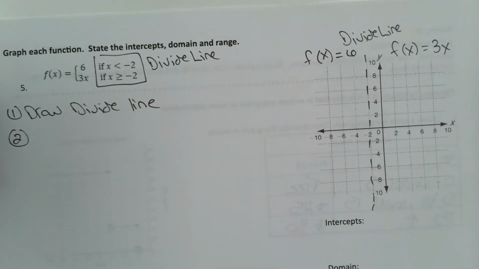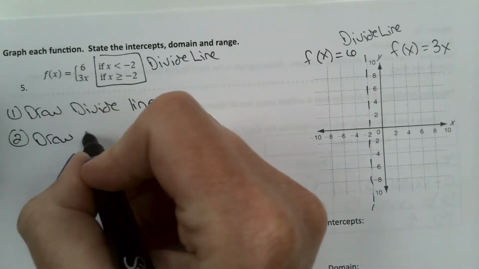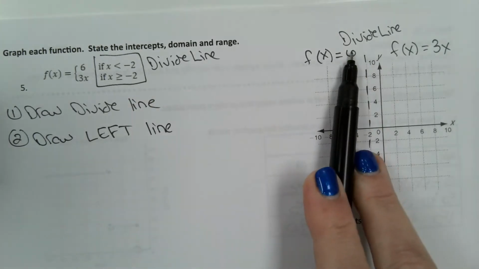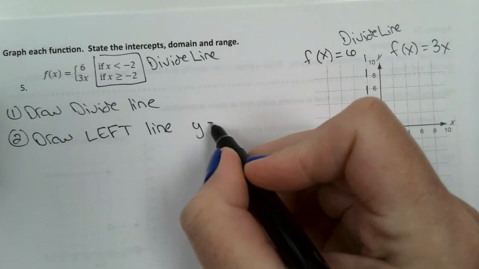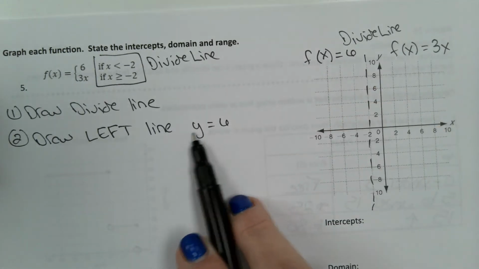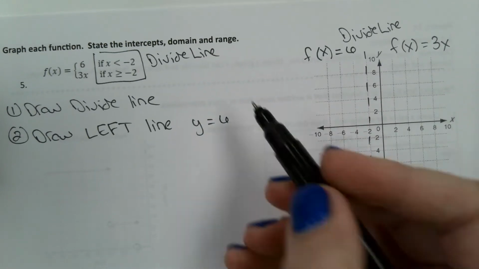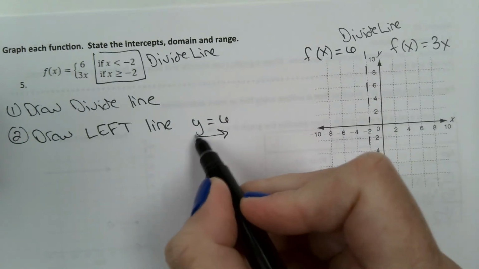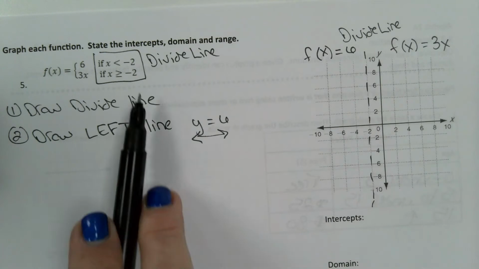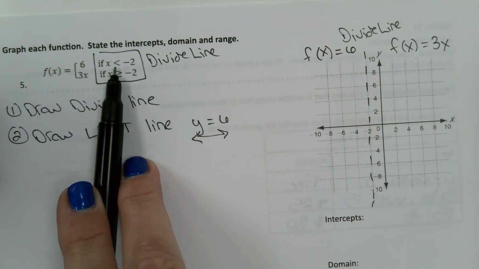Step number 2, we are going to draw the left line. So this is the left line here. That is basically the equation y equals 6, because f of x and y, for our purposes, are basically the same thing. Y equals 6 is a horizontal line. So this says that x is less than negative 2.